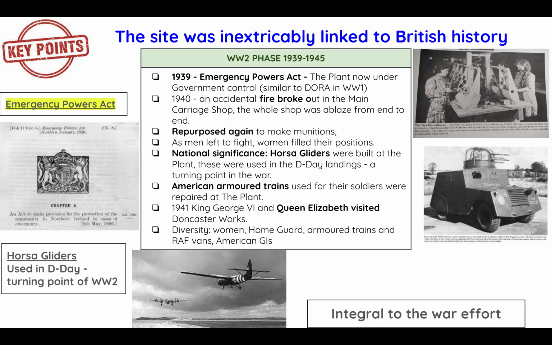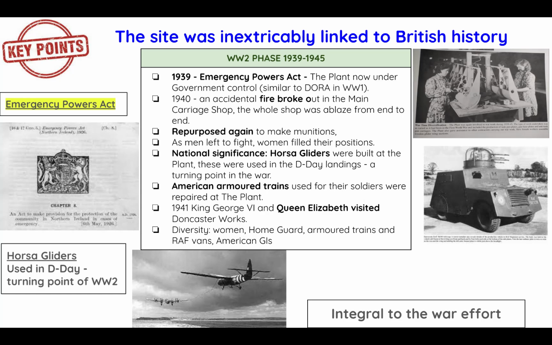Phase 4, World War II. During World War II, the site again was repurposed to support the war effort, marking another major turning point at the site. These changes were caused by the Emergency Powers Act and the need to support the war effort. This phase is significant because it highlights the site's crucial role in events like D-Day and Britain's military success.